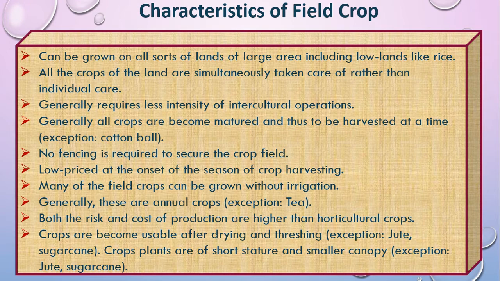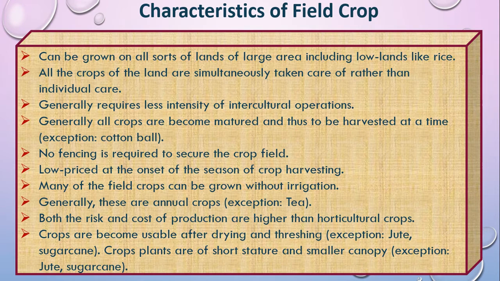Then maximum crops are annual crops, but some exceptions like tea are not annual crops. That means you plant that crop, harvest the product, and the crop will be cut down. The crop will not be produced a second time from that plant. That is why it is called an annual crop. So field crop is generally annual crop except tea. And both risk and cost of production are higher than horticulture crop. That means cost of production is higher, like rice crops, jute, etc.